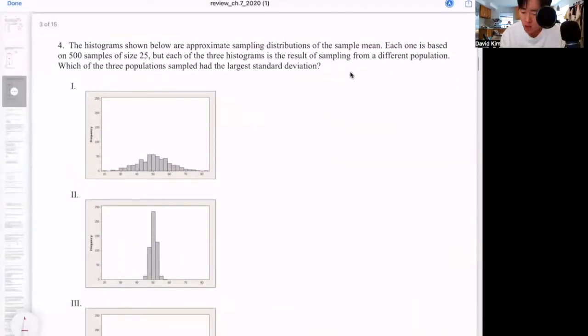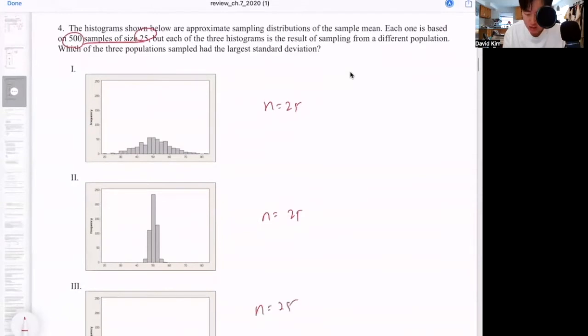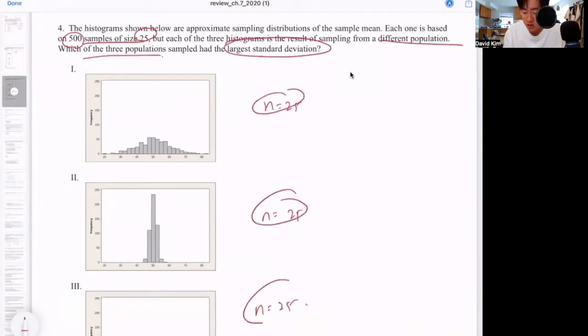Number 4, each one is based on 500 samples of size 25. So luckily, all the sample sizes are the same. But each of the 3 histograms is a result of sampling from a different population. Which of the 3 populations had the largest standard deviation? Well, if the sample sizes are all the same, then you can't really account for that as the variable factor.